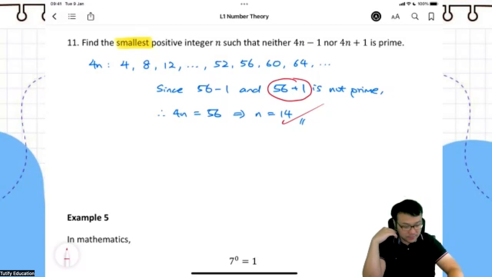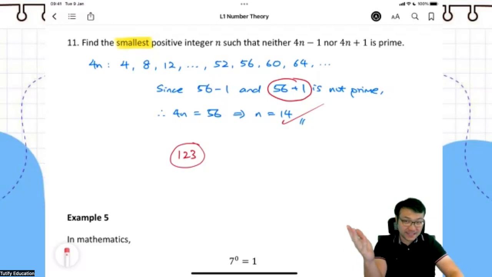Okay, let's say I give you this number, Nicholas. 1, 2, 3. Do you think this number is divisible by 3? Yes. How do you know? Add all the digits up. Very good. 1 plus 2 plus 3 is 6. And if you get an answer that is divisible by 3, that means the entire number is divisible by 3. So 57 is divisible by 3.